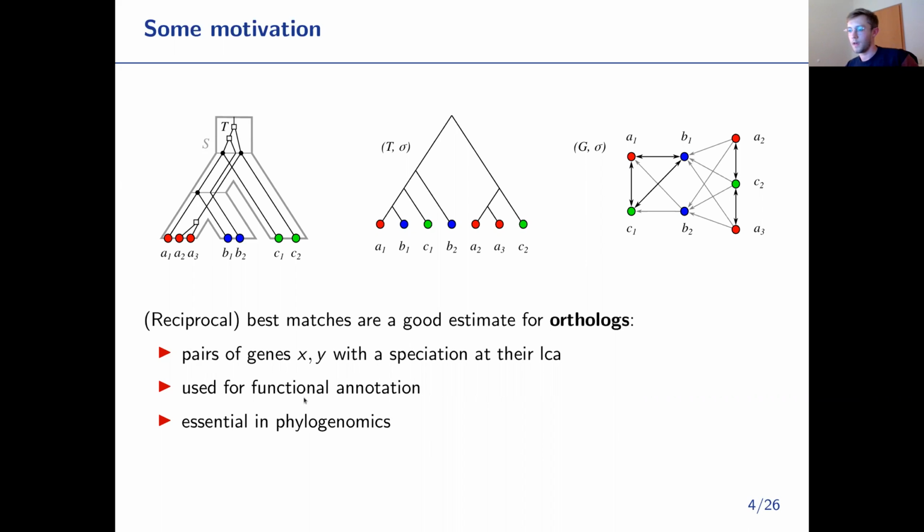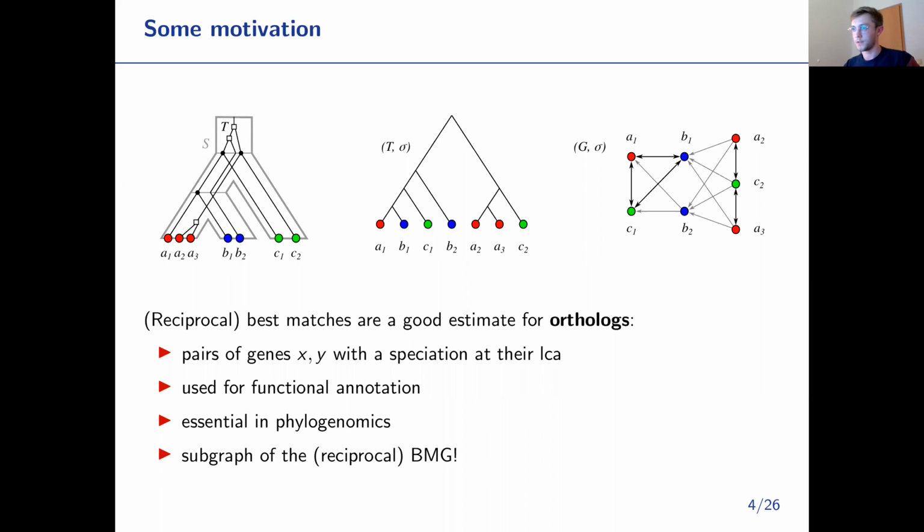Also, orthology is essential in phylogenomics. If you want to estimate species phylogenies from genes or from gene similarities, then you would probably only want to look at pairs of genes that diverged at the same time as the corresponding species and not something that diverged up here or somewhere else.